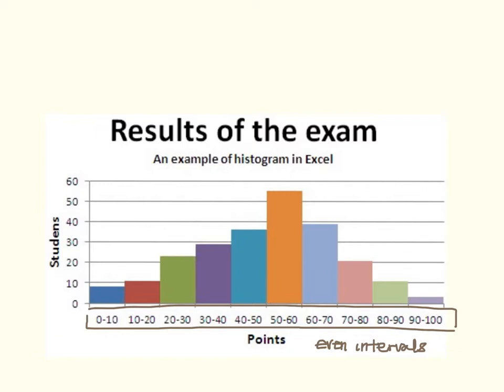This is not like if I say, what's your favorite ice cream? And the choices are strawberry, chocolate, and vanilla. It really doesn't matter what order you go in. But in a histogram, it matters that you go in a sequence and that it's always even. So you see in this one, everything goes by tens. And of course, on the y-axis is the subject of our discussion, which are the students. How many points did they get?